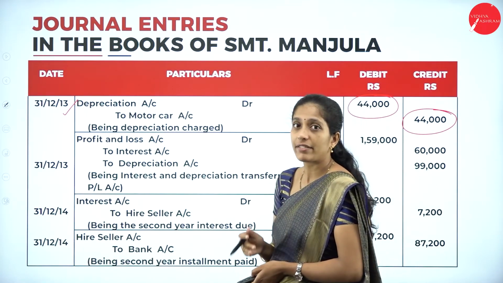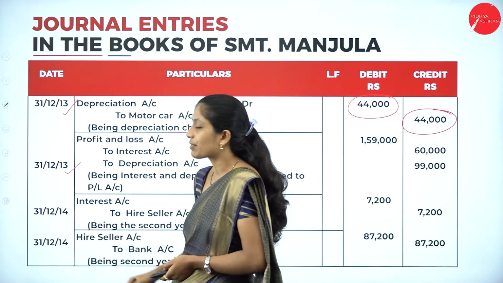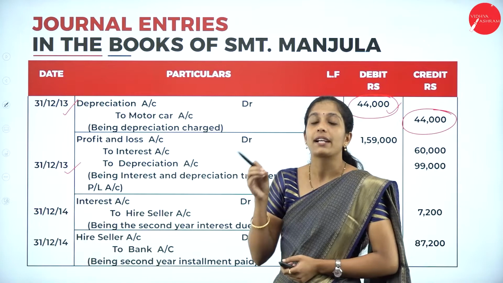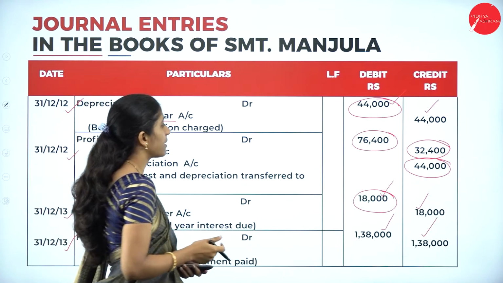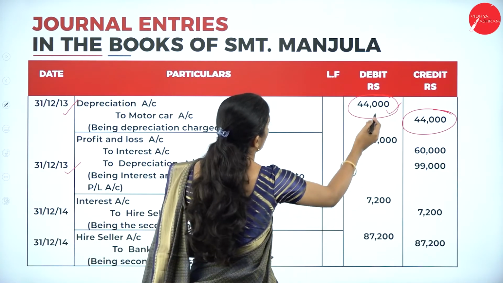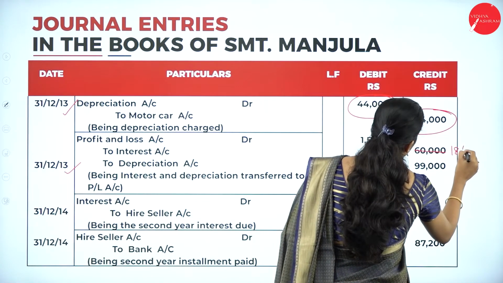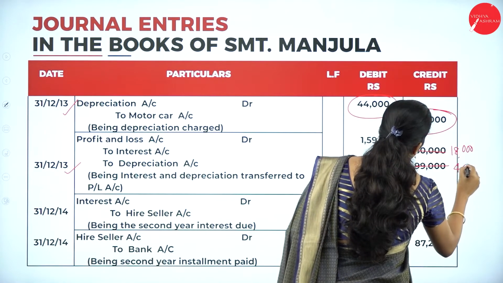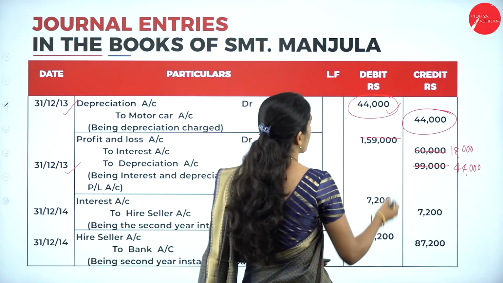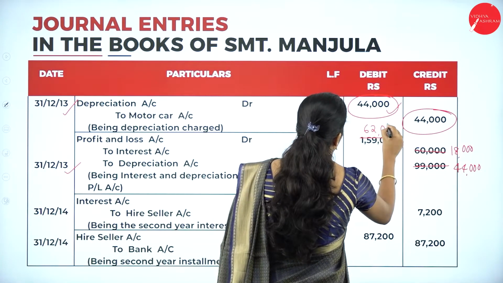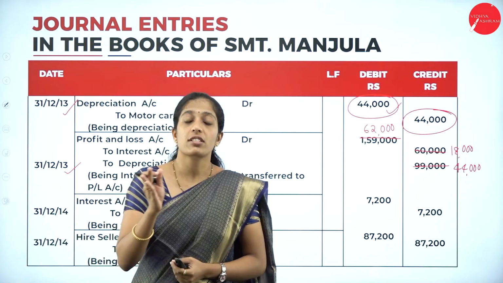Next, transfer this interest and depreciation of second year to profit and loss account. That is 31/12/2013. Transfer this interest and depreciation to profit and loss account. Now, go through the interest of the second year. So, what is the interest? That is 18,000. What is the depreciation? 44,000. So, transfer that interest. This is not 60,000, it is 18,000 and this is 44,000. So, add these two amounts, that is 18,000 and 44,000. So, we'll get 62,000. To transfer this 62,000 to profit and loss account.